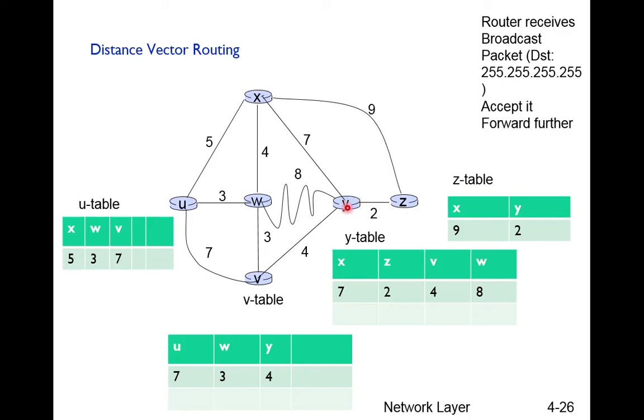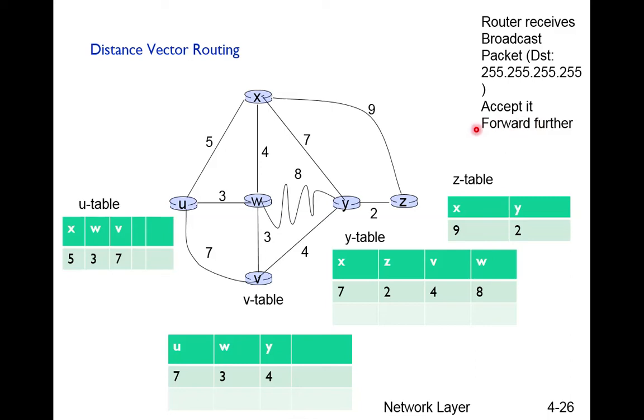Whenever node Y receives the message with the destination address 255.255, it is a broadcast packet with destination IP address 255. It is a broadcast address, so it is for each and every node, so it has to accept it. Accepting it means it has to store this table with itself, and second, it has to forward it further.